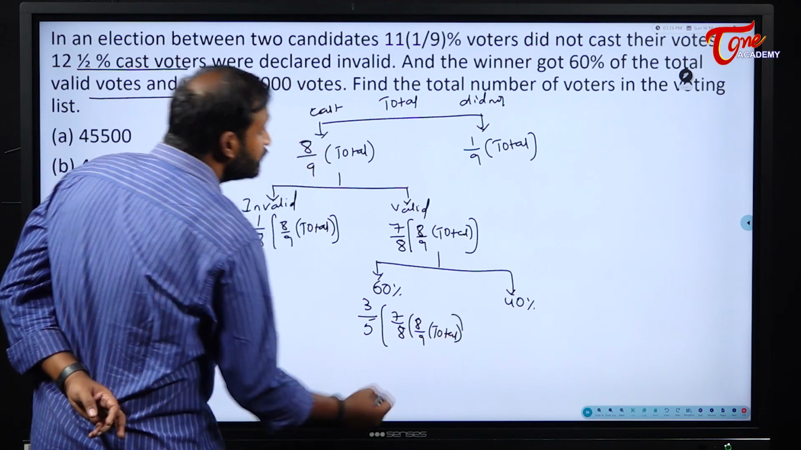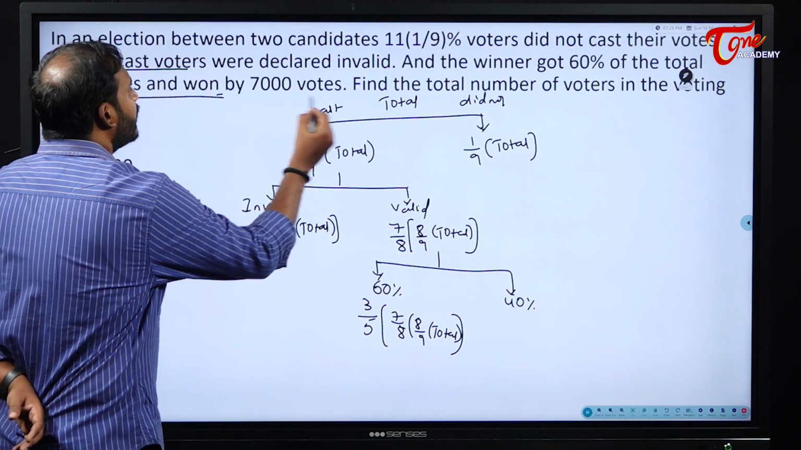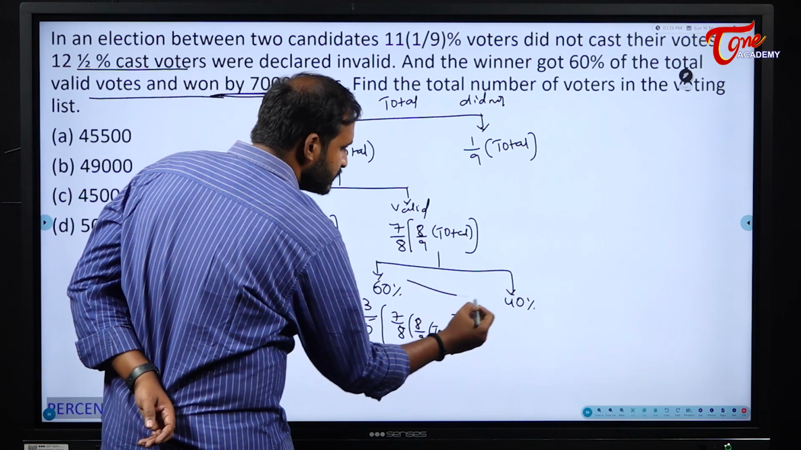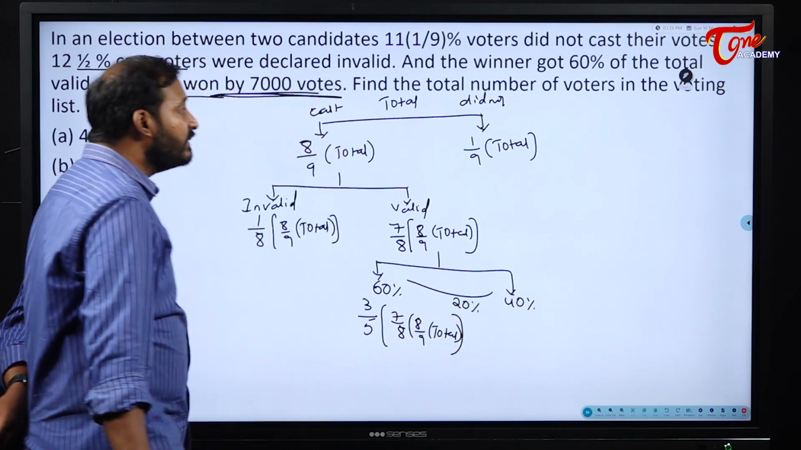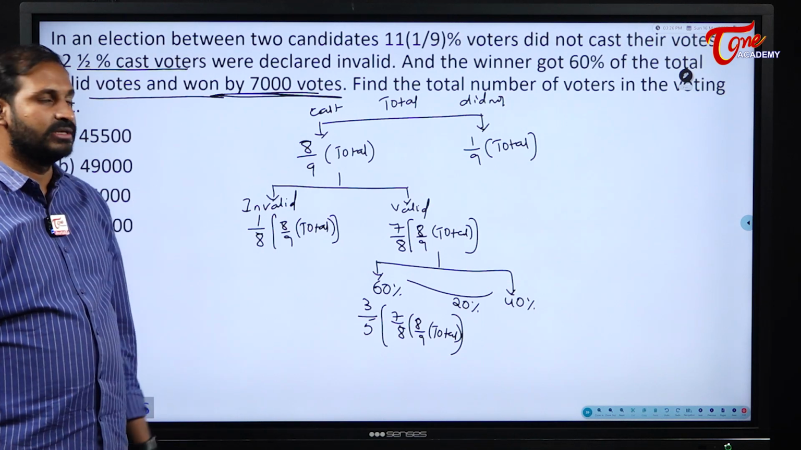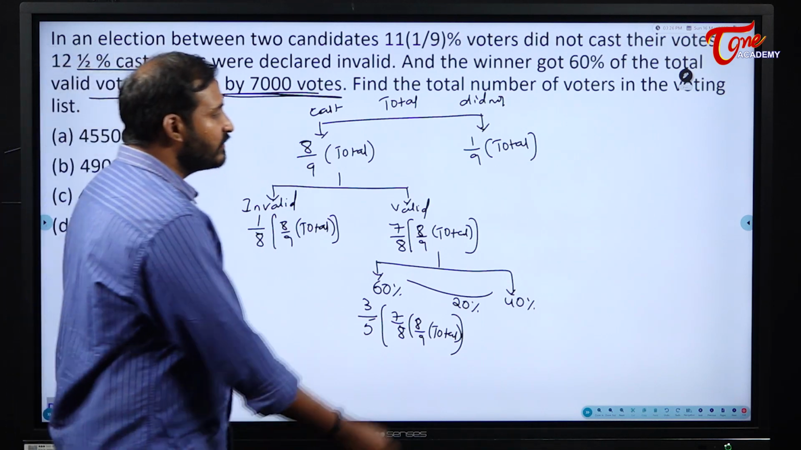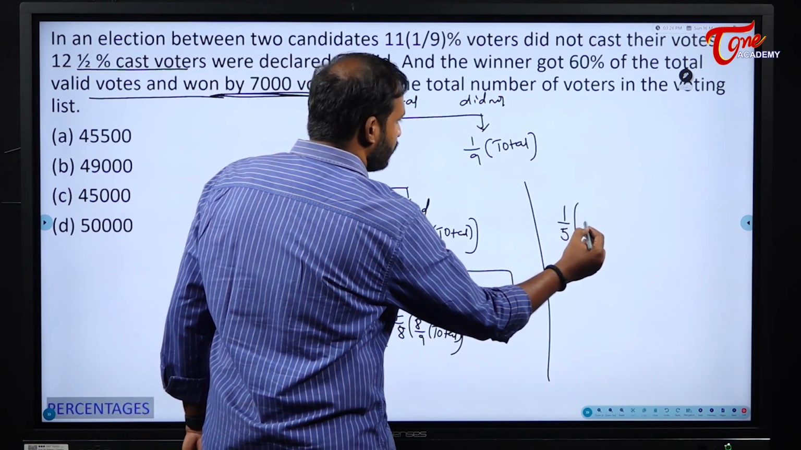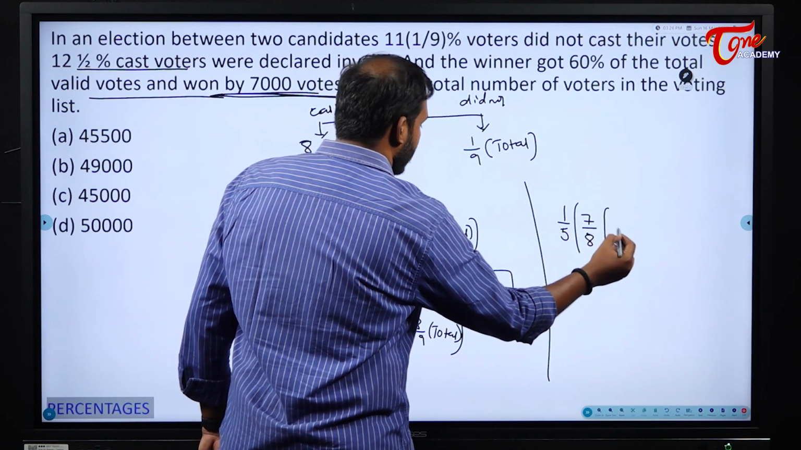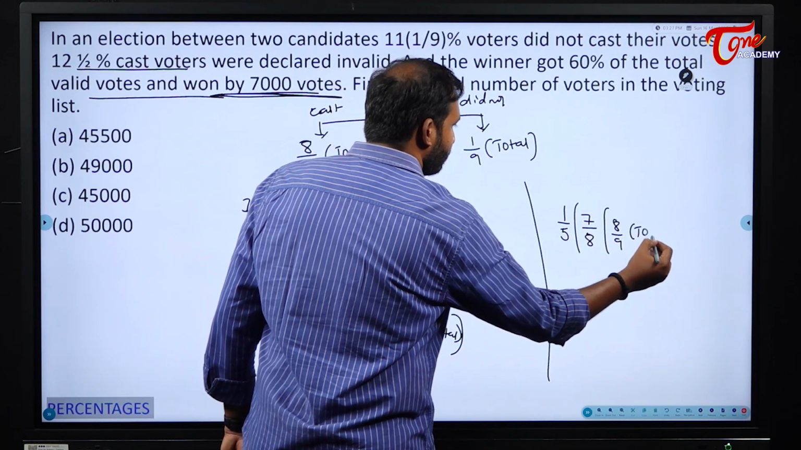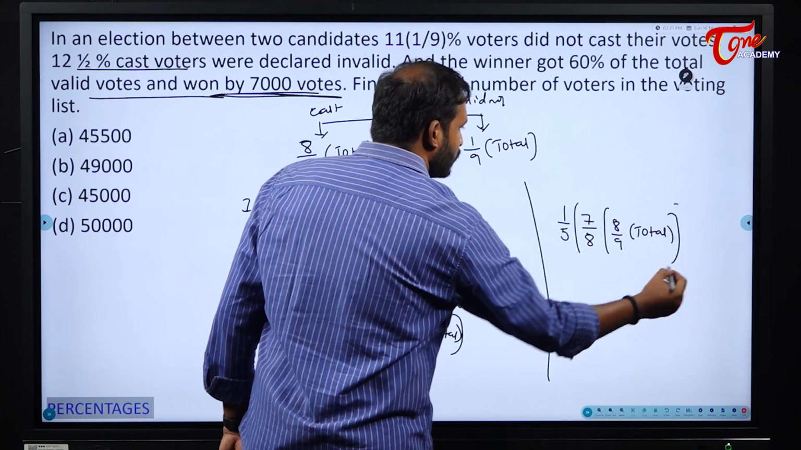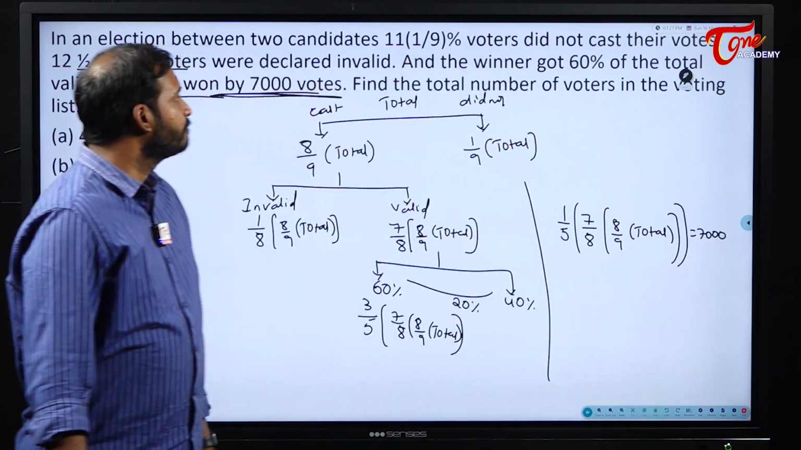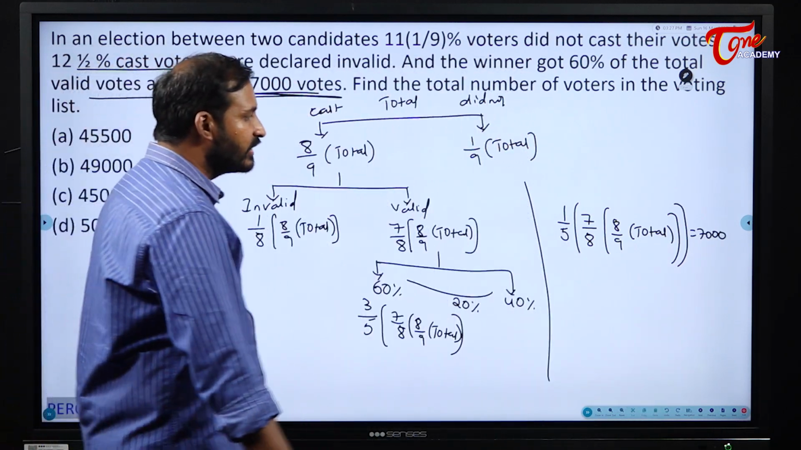And they said that it is won by how many votes? Won by means majority. So the difference between these 2 persons is how much? 20%, right? This 20% is equal to what they are telling us, 7,000. 20% means what? 1 by 5. 1 by 5 of what? The valid votes, 7 by 8 into 8 by 9 of total. Okay, 20% of valid votes is equal to how much? 7,000 according to the given question. So now please calculate it, what will you get?